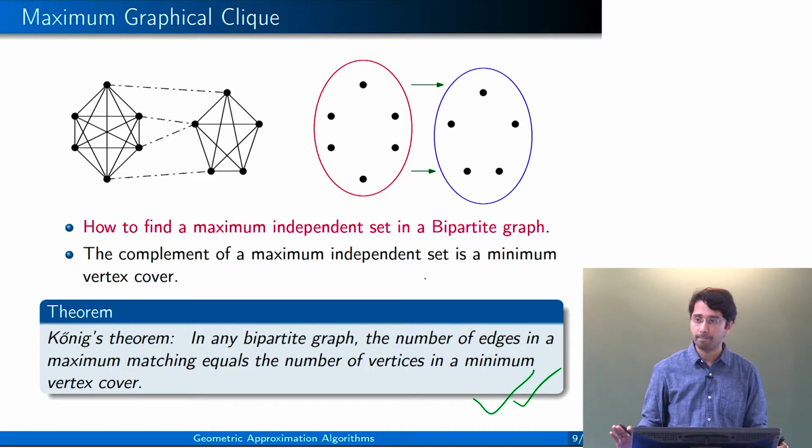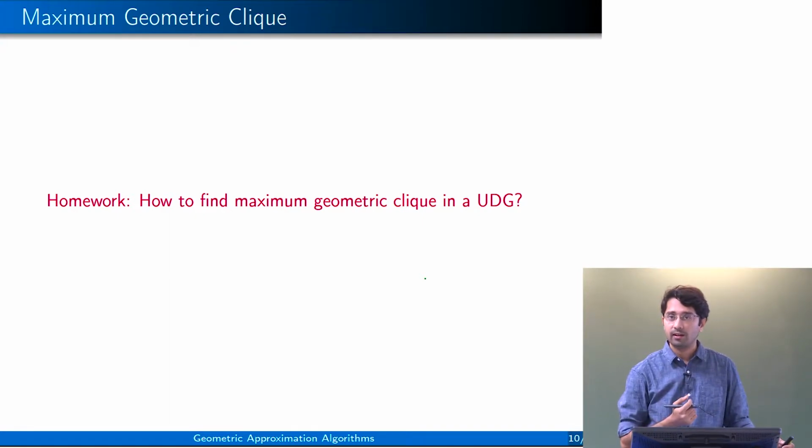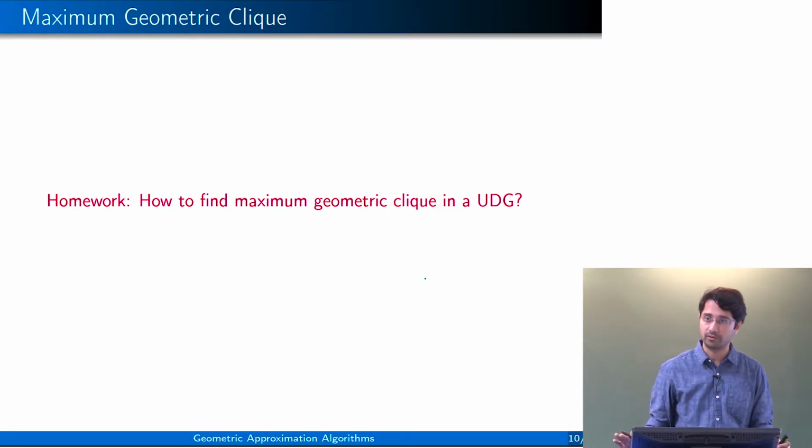All good? Okay. So, I will keep this as homework: how to find a maximum geometric clique in a UDG. But you see, a maximum geometric clique is represented by a point. If you take a set of unit disks, they will divide the plane into some regions. From those regions you have to choose one of these points. You think about this, I will not go into the details of this.